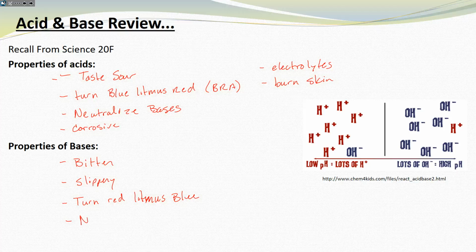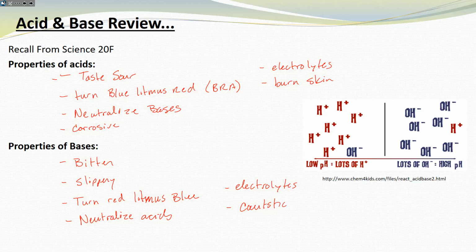They neutralize acids. And they are electrolytes. In other words, they form ions. And they are caustic. That means they dissolve organic material. So corrosive reacts with metals. Caustic breaks down organic materials. In fact, bases are used to make pulp from wood for paper production. It breaks down all the organics in the wood to make it into a pulp that we can press out into paper.